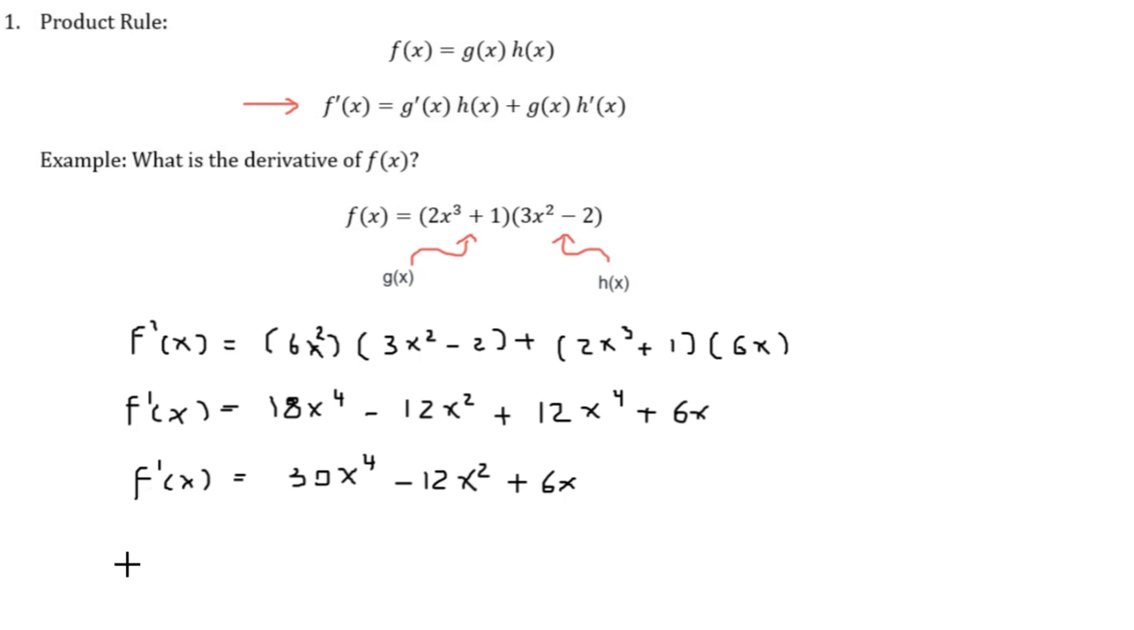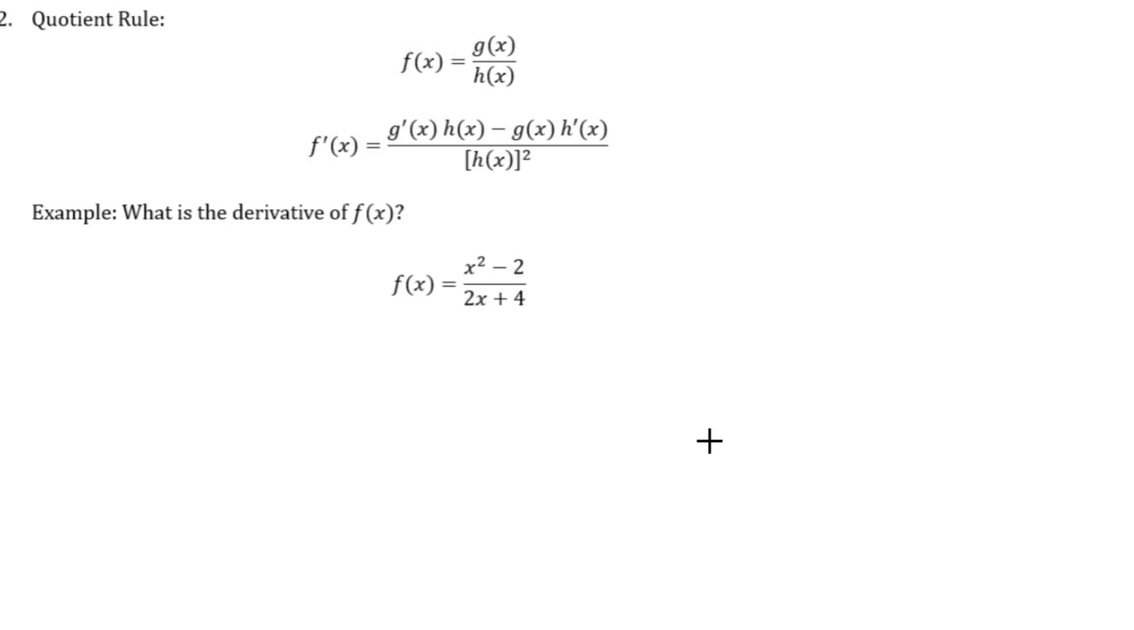And if we want, we can factor out 6x. So 6x times 5x cubed minus 2x plus 1. So after applying the rule, we just do algebra. So very simple. And let's go to the next one.